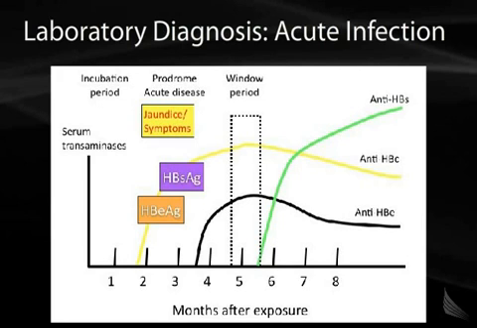Then you enter a window period where you don't have any anti-HB surface antigen, you don't have any anti-surface antibodies either. The only thing present at that point in time is anti-HB core. After that, the antibody levels peak, the antigen levels diminish, and you have chronic infection.